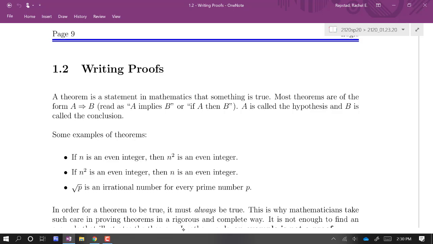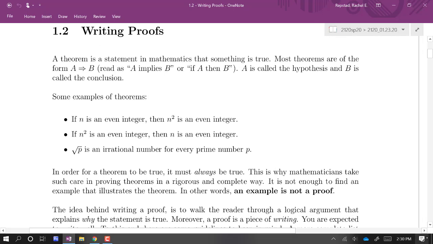So the basic kind of statement that we prove is an A implies B statement, or if A, then B. So some examples of these types of propositions would be if n is even, then n squared is even. Or if n squared is even, then n is even. And we should note that these are different. So the order of the implication matters.